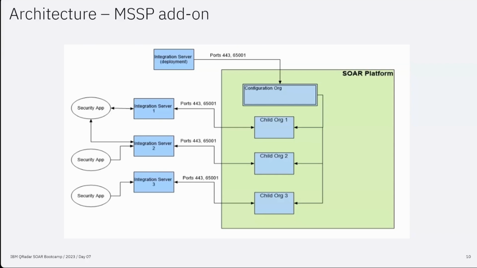You don't need to deploy this app on any child org, you need to deploy it on the configuration org. Then you can create a separate integration server for each child organization to run the app on that particular child org. So you can see in the diagram, there is integration server 1, 2, 3, respectively connecting to their child orgs over the ports 443 and 65001. And each integration server in turn is connected to the security app. Okay. Now you still need to install the app package using the normal pip install command. We'll be looking at that as well on the integration server, whose child organization uses that package. And need to configure the app.config file on each integration server.